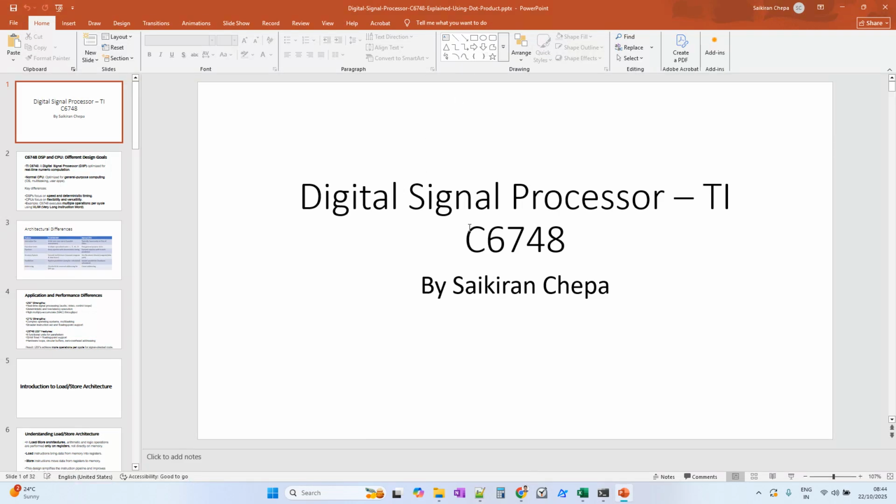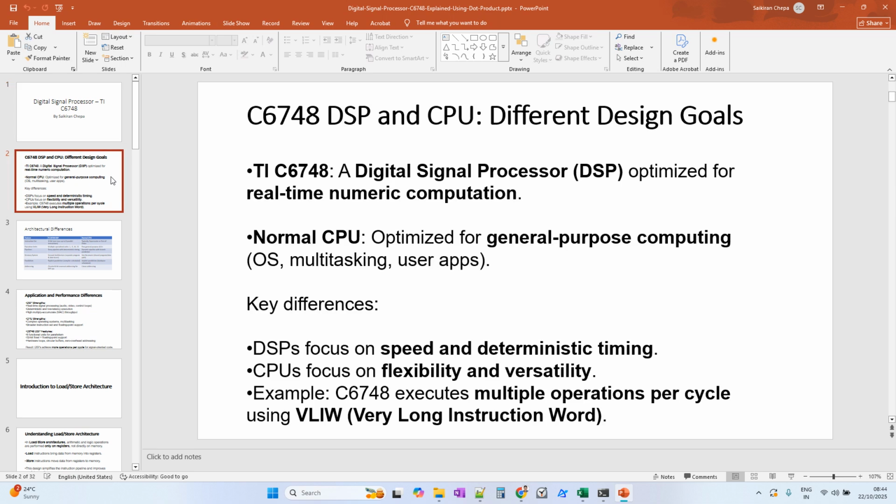Hi all, today we will discuss digital signal processors, mainly the TI C6748. So, what is the main distinction between DSP and CPU? Different design goals is one thing.